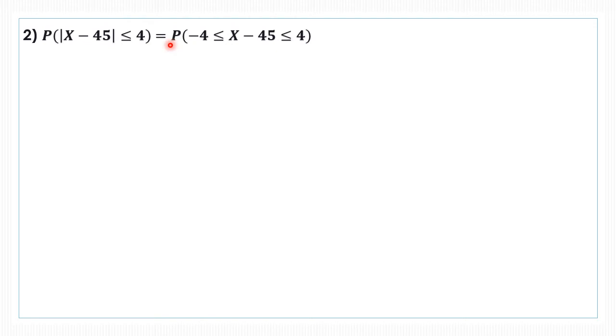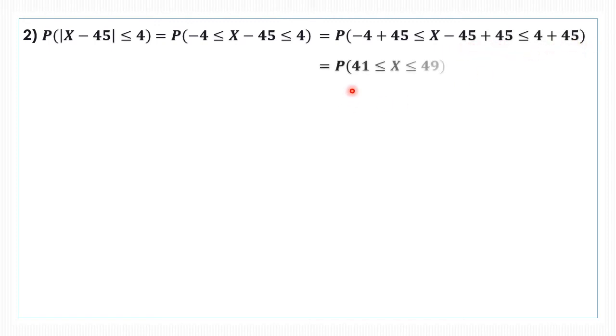Now if I add 45 in all these three values, so I will add 45 into negative 4, 45 into x minus 45, and 45 into 4. Why am I adding 45 here? Because this x minus 45, I just need x. So to remove negative 45, I will add 45 there. So negative 4 plus 45, negative 45 plus 45, and 4 plus 45. And at the end, you will get 41 less than equal to x less than equal to 49.